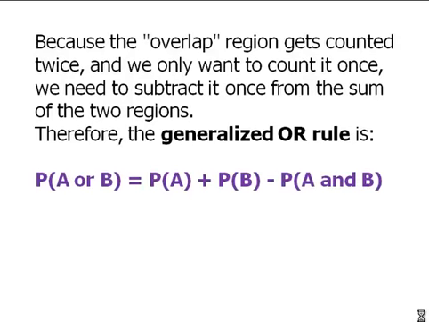And therefore the rule is: the probability of A or B is the probability of A plus the probability of B minus the probability of A and B. This is a probability rule that is true 100% of the time. This is a very powerful rule to know. And if you can remember the diagram in the previous slide, that will help you remember why this particular rule has this particular form.